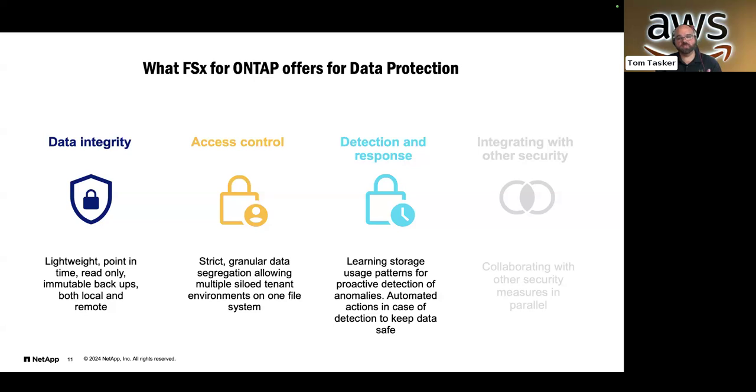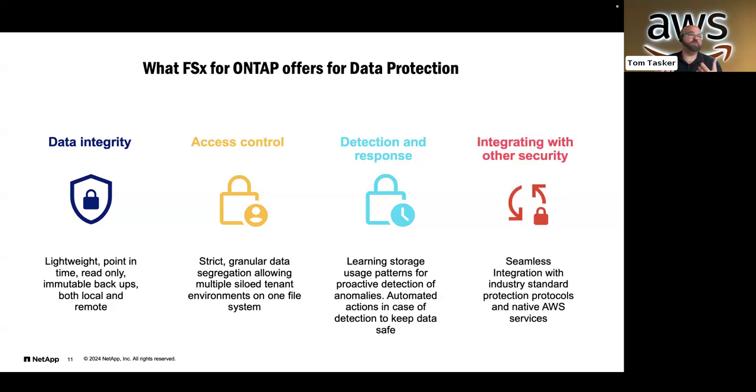And then integrating with other security as well. No security practices are an island. It's not shuttered off. We have multiple tools doing lots of things, best of breed across the piece. So we'll take a look at integration with industry standard tools, some from AWS, some built natively into ONTAP. And then if there are any questions, we can take a look at those as well.